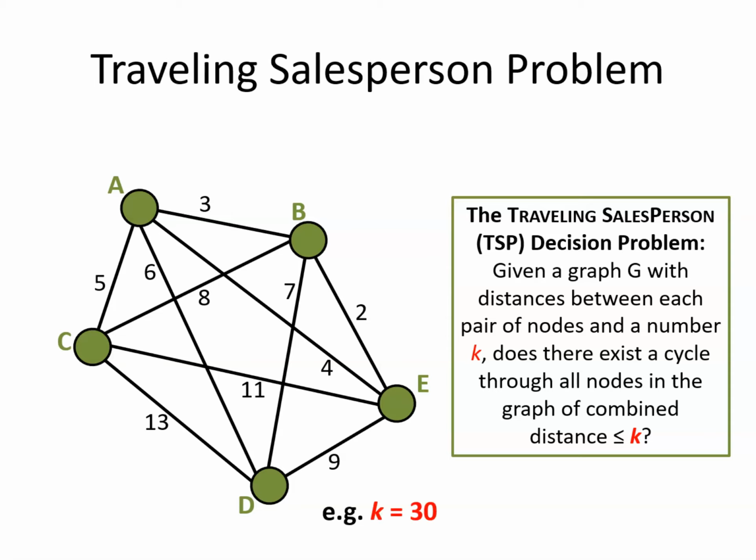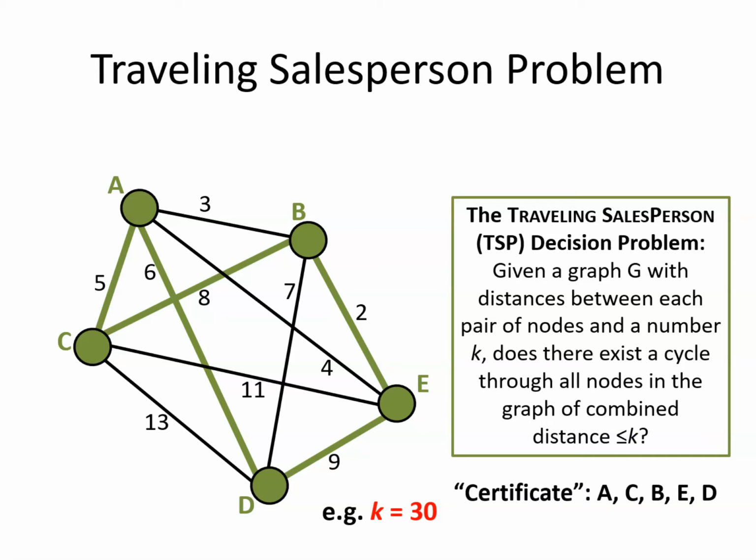So for instance, I could set k to 30, and if I noticed that I had some particular cycle here that was given, I could add up the distances on all of these edges, 5, 6, 8, 2, and 9, and observe that these sum to 30, and thus we satisfied our constraint. In this case, our certificate has allowed us to check our answer. This is an important property that we want to have in order to show that our problem is in NP.